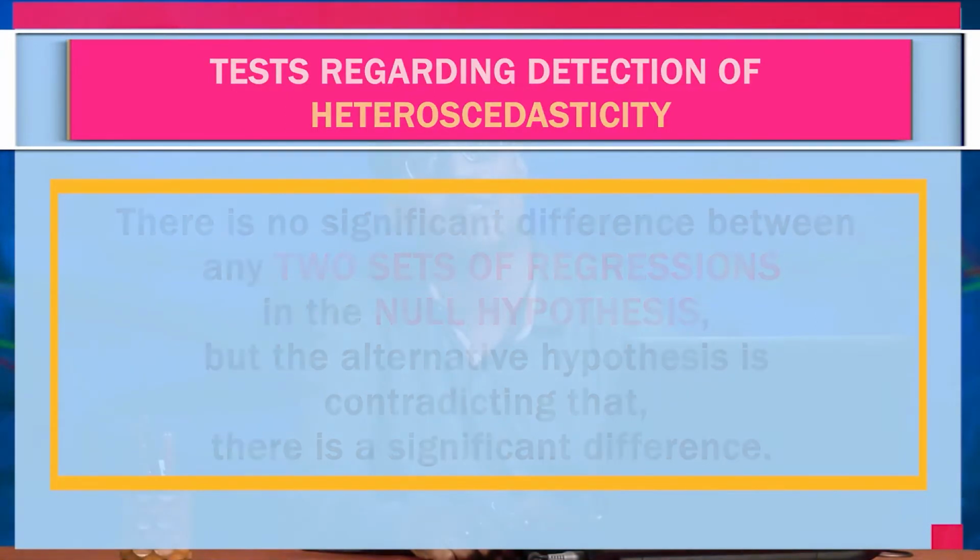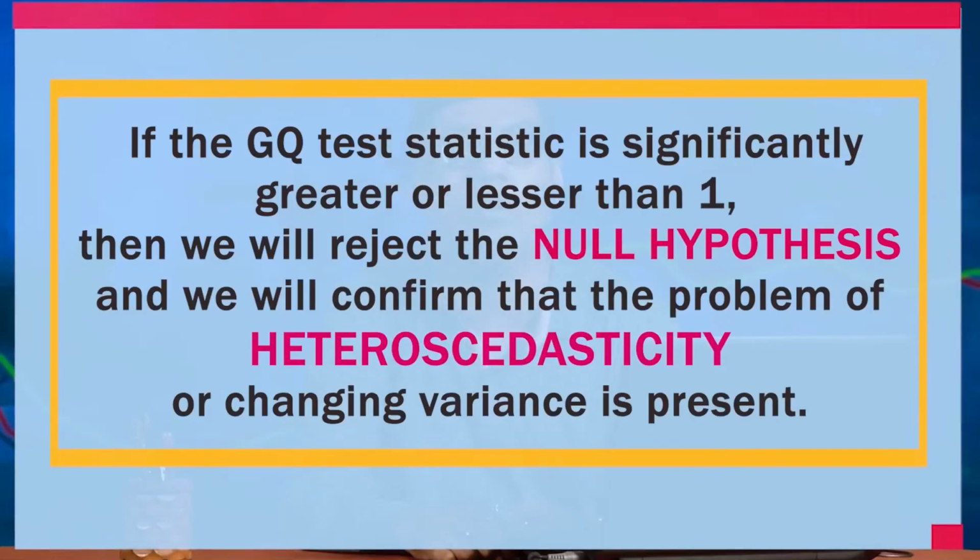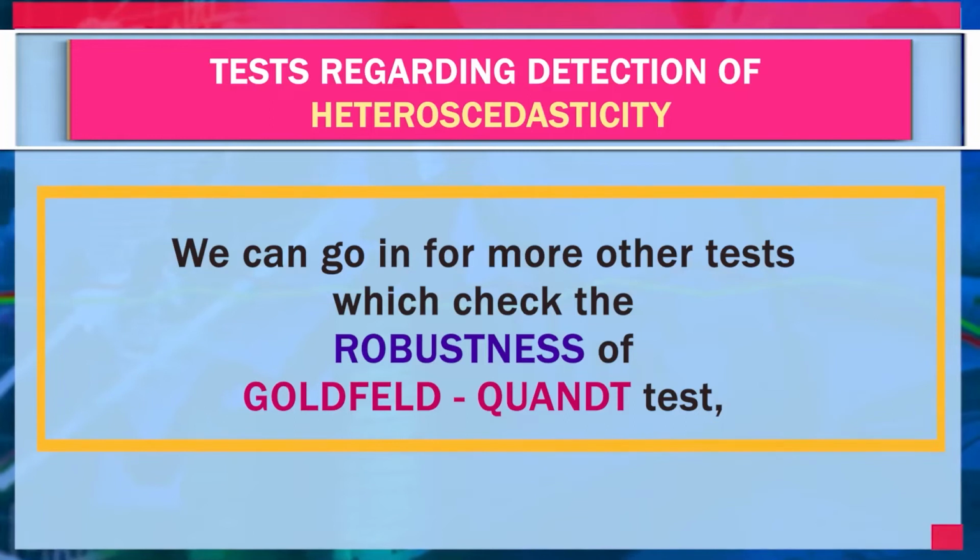So in terms of the statistical values, after the test is conducted, if the GQ test statistic is significantly greater or lesser than 1, then we will reject the null hypothesis and we will confirm that the problem of heteroscedasticity or changing variance is present. And thereby the Goldfeld-Quant test is the most popular and more convenient way to actually detect the problem of heteroscedasticity under inferential testing. Similarly, we can go in for more other tests to check the robustness of the Goldfeld-Quant test.